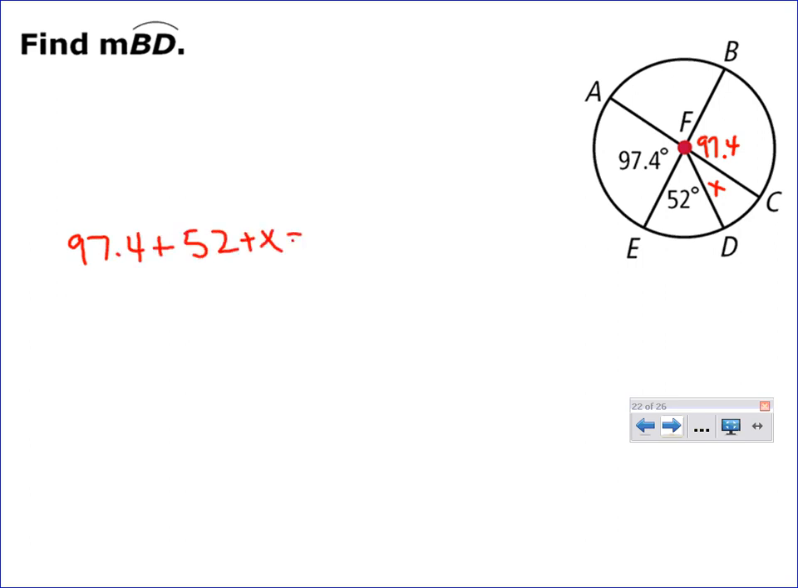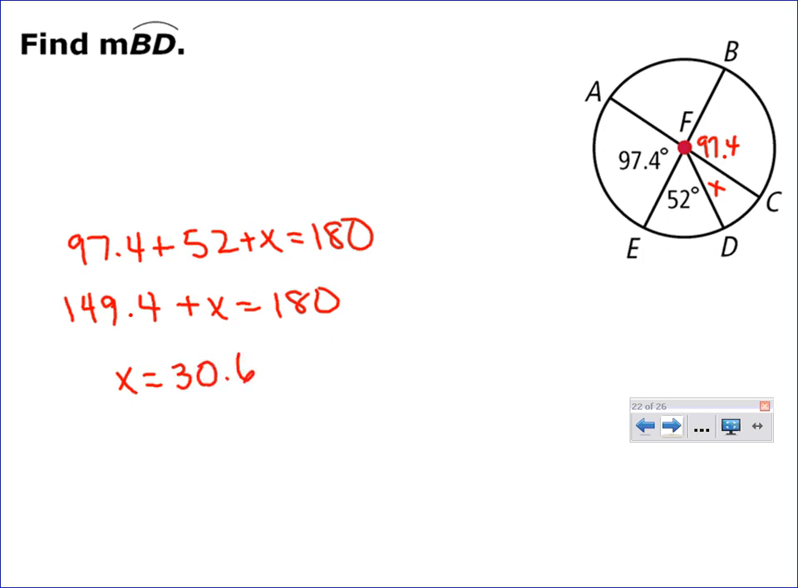Okay, I'm going to add those up. That gives me, let's see, 149.4 plus x equals 180. So that means that that missing value there is going to be 30.6. Okay, so that's going to be that missing one. So I'm going to take that 30.6, I'm going to add it to the 97.4 because I've got to find the measure of arc BD. Okay, that's my minor arc. So if I add those together, I get 128 degrees for the measure of arc BD.